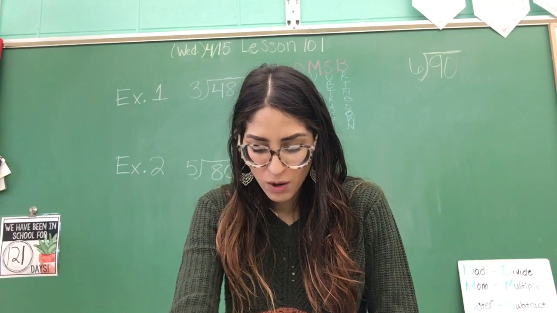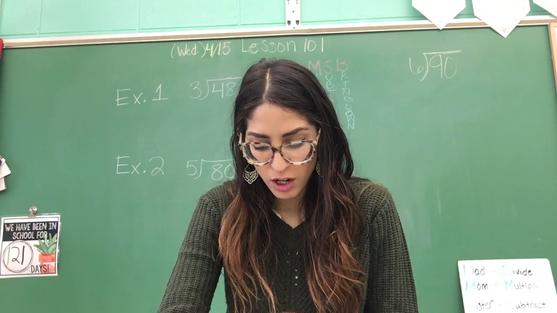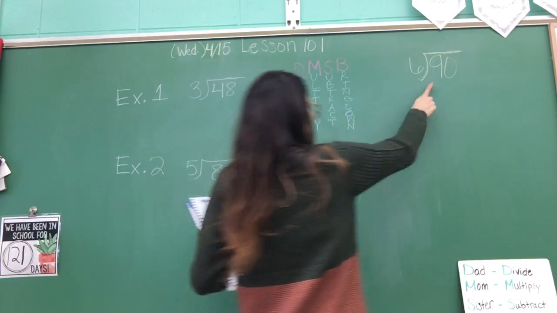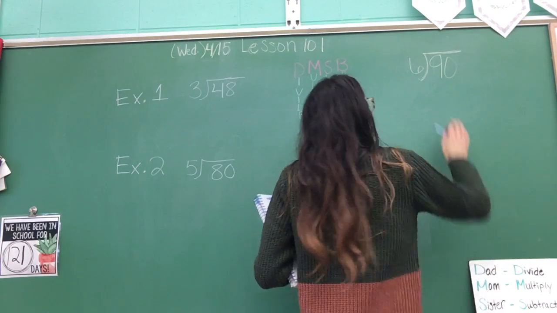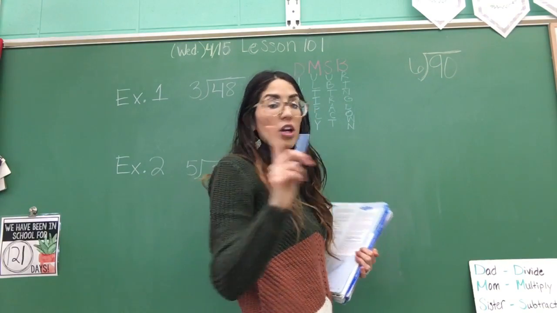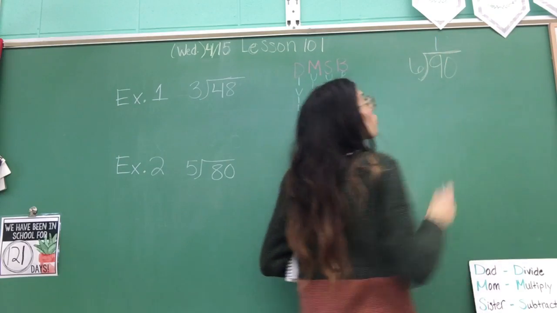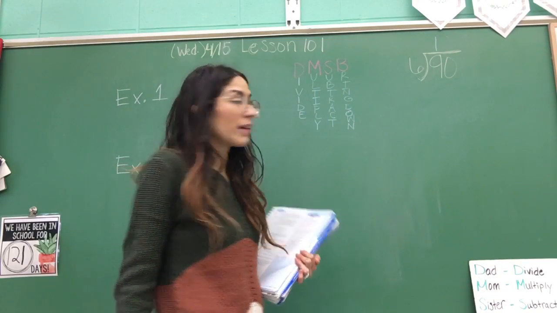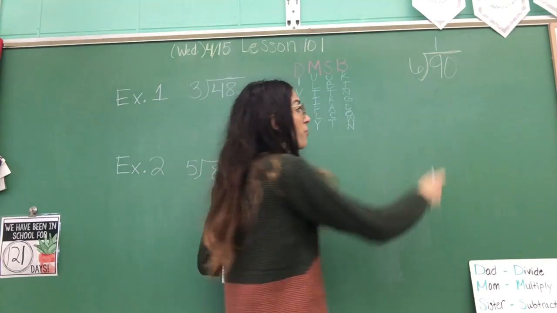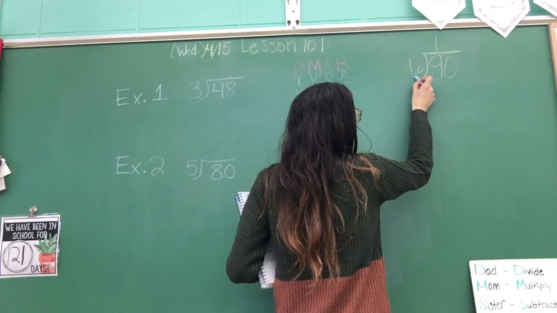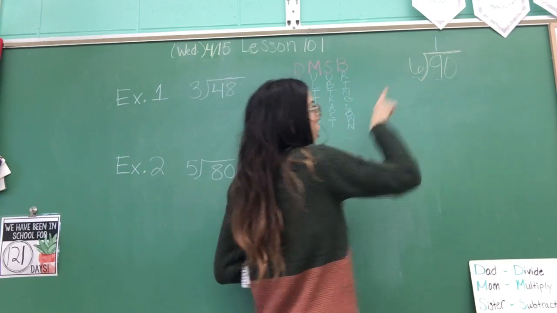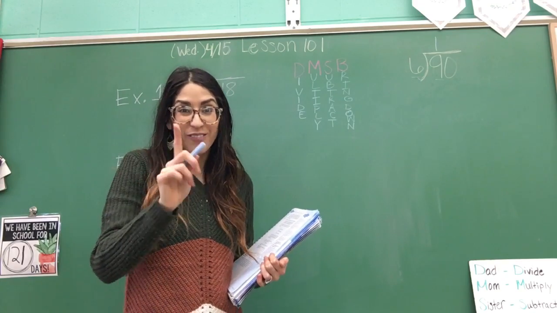We see that we can make one group of 6. So, we write a 1 above the 9. I'll put it on the board as well. So we have 9 divided by 6. And it only can go in one time. So we're putting a 1 on top of that 9. So our first step is to divide. What do we divide? 9 divided by 6. So we divide the first number with this outside number. Okay? That's our first step.